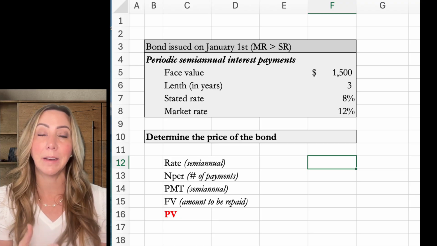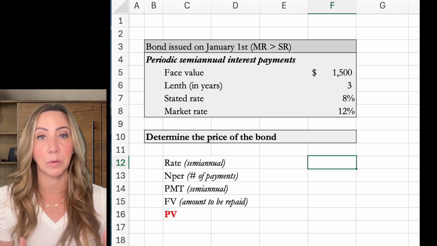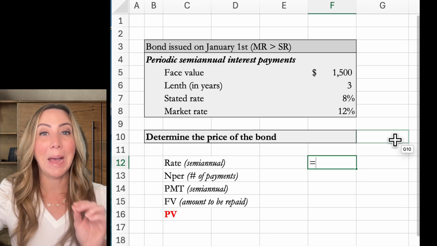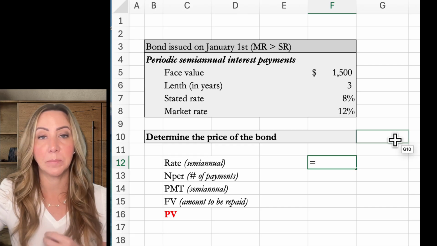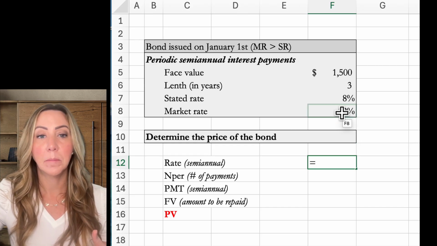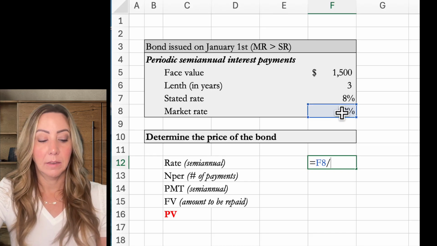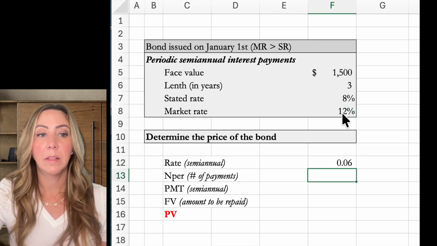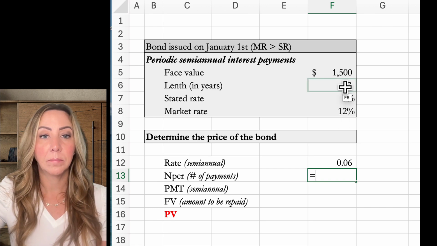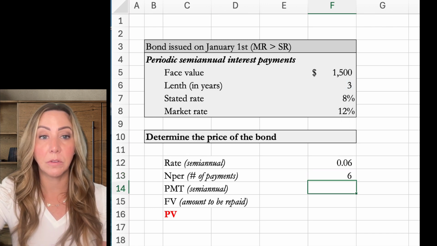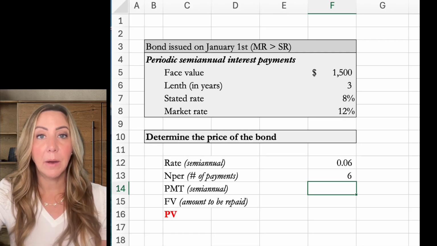So the question is, because the market rate is 12%, it's not 8%, what can I actually sell that bond for? So I'm going to use the rates given to me here. And remember, I have to halve all of the rates and double the periods because it's semi-annual. So the market rate is what we're using to calculate the discounting. I'm going to take the 12% and divide it by 2. The market rate helps us calculate the present value. The number of periods is 3, and we're going to multiply that by 2 because we're actually making 6 interest payments over the course of these 3 years.